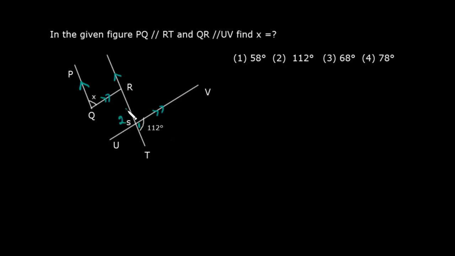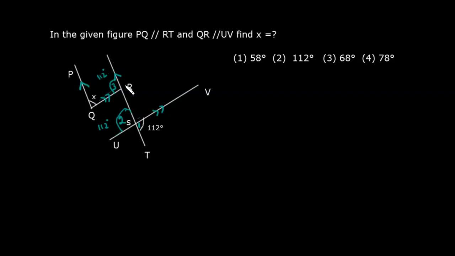Now angle 1 is equal to angle 2, because vertically opposite angles are equal. So this is 112 degrees. Now this line and this line are parallel lines and this is a transversal. So angle 2 and, let's call this angle 3, are equal, corresponding angles. So angle 3 is also equal to 112.